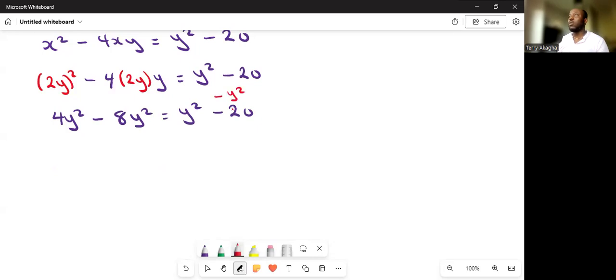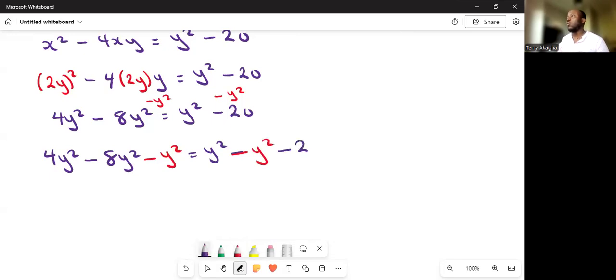So I'm going to subtract y squared from both sides so that all the y squared terms will be together, then I can solve. Then it's going to give me 4y squared minus 8y squared minus y squared will be equal to y squared minus y squared, then minus 20. So y squared will cancel. We're going to have 4 minus 8 giving minus 4, minus 4 minus 1 gives minus 5y squared will be equal to minus 20.